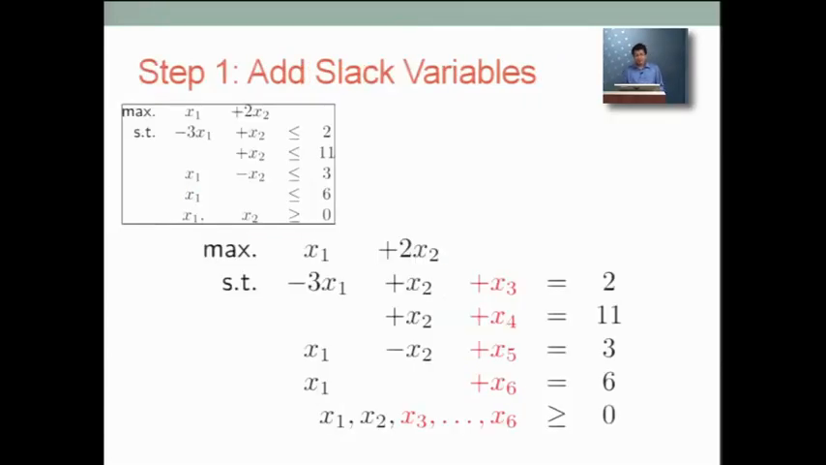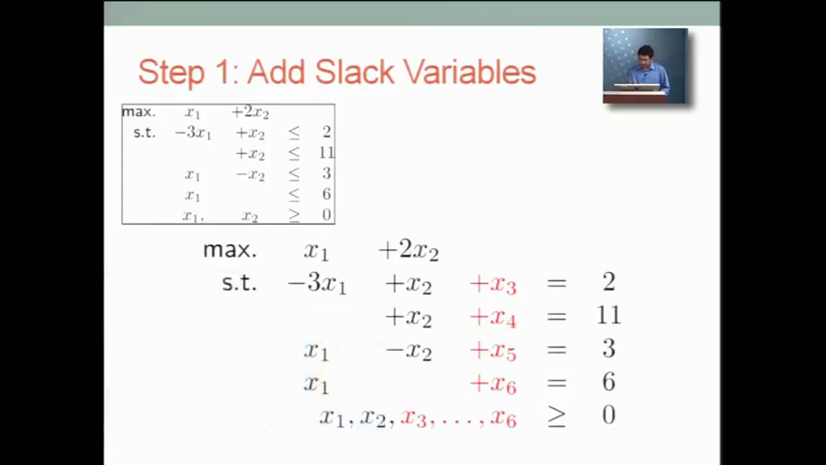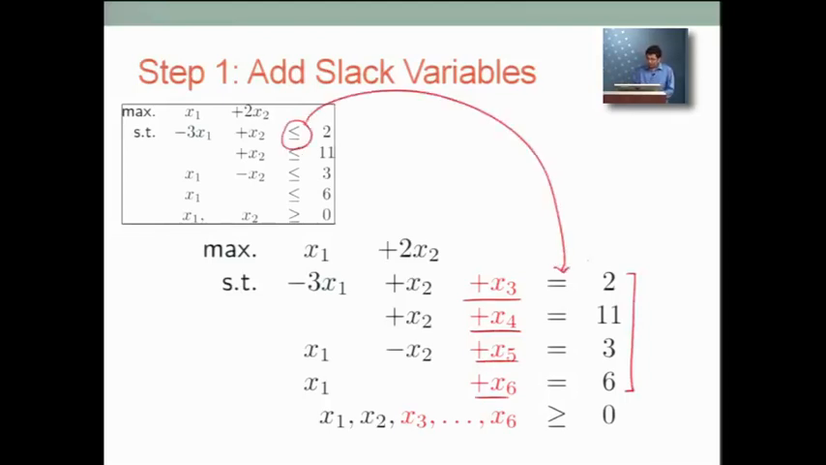First step is to add slack variables. We've seen this before. So we are going to add slack variables, and in this case the slack variables are x3, x4, x5, and x6. Every inequality gets a slack variable, and the less than or equal to gets converted to an equality. Furthermore, all the slack variables become non-negative. So this is just a problem transformation that adds x3, x4, x5, and x6, and these variables are now non-negative.